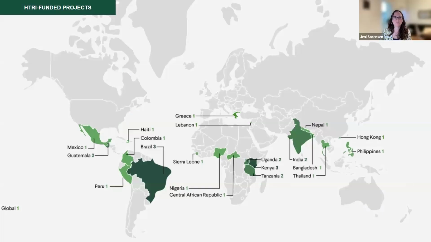This is where we have programs so far. I think we've funded 30, 31. We're in the process of funding more right now, so I'm not sure of the exact number at today's date. But as you can see, we have a wide range of geographical footprint. We've been implementing in every region in the world and learning a lot from this geographic spread.